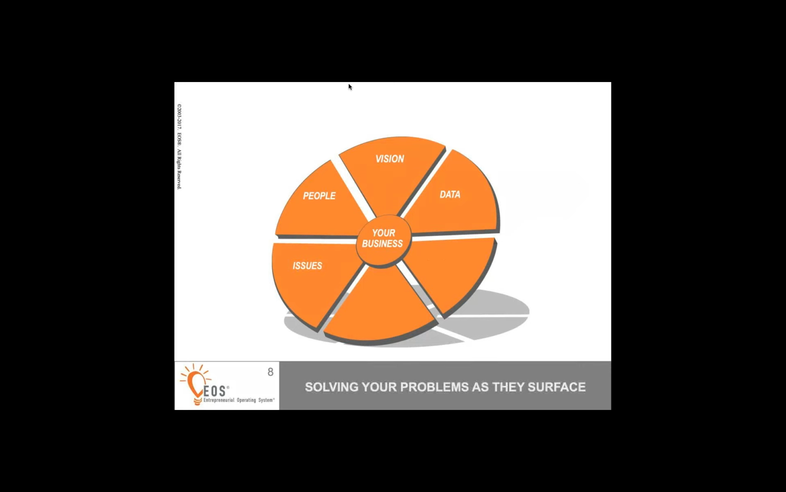The fourth component is issues. Once you have a strong vision, people and data components, it makes your whole company transparent. And there's a lot of issues. There's a lot of imperfections. And great leadership teams become very good at solving them and knocking them out forever. There is an issues component in L10. I'm going to be teaching issues, and our fifth component is process.